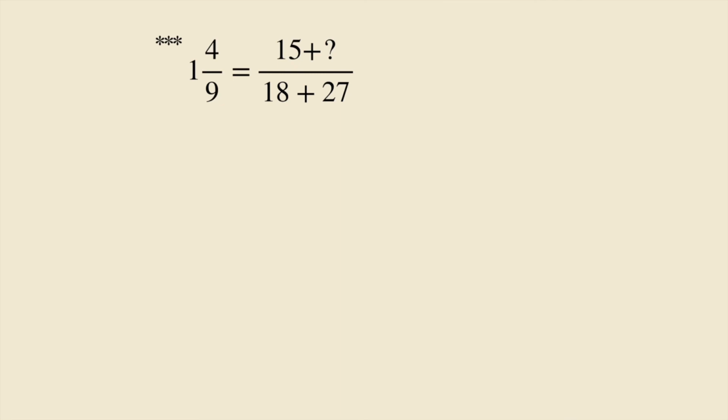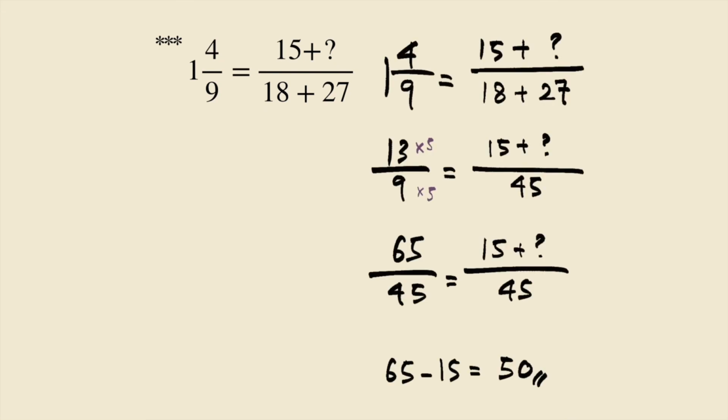Now, what's given to us here? Whoa, okay, so this is 1 whole and 4 over 9. Whereas this is, well, we can add this up and figure out what that is. That's basically 45. Can 9 turn into 45? Absolutely. So what we will do is first convert this to an improper fraction, then multiply by 5. So this is 65 over 45. And this is given to us as 45 right now. So 65 is equal to 15 plus what? Well, 65 minus 15 is 50.